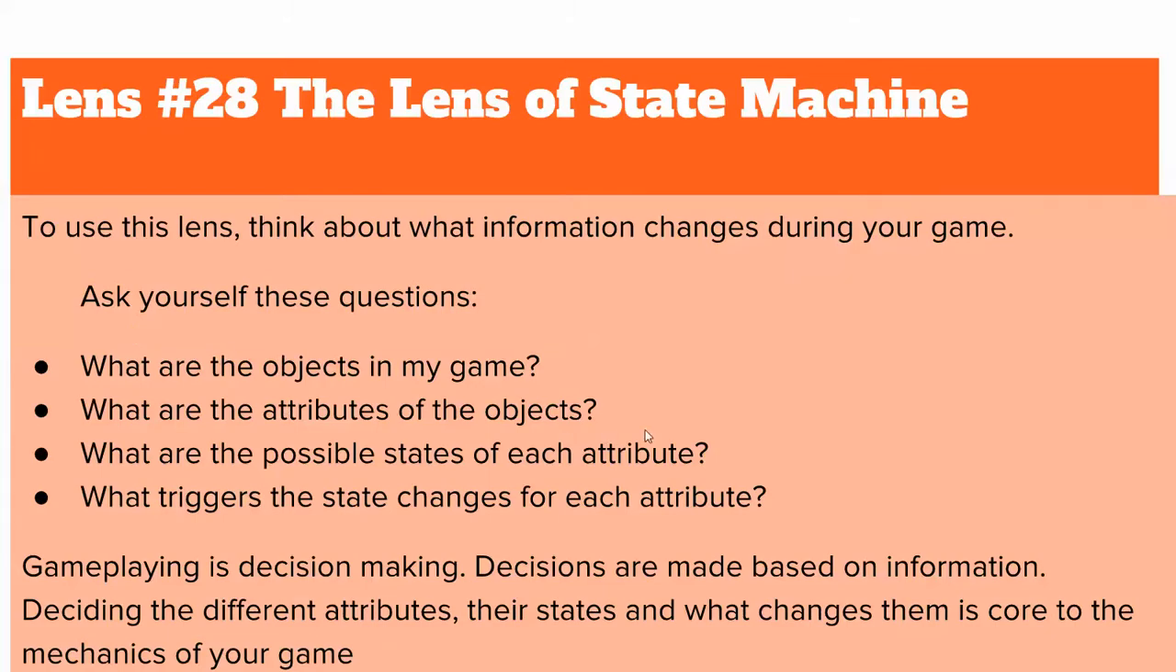All right, the lens of the state machine. To use this lens, think about what information changes during your game. What are the objects in the game? What are the attributes of the objects? What are the possible states of each attribute? What triggers the state change for each attribute?